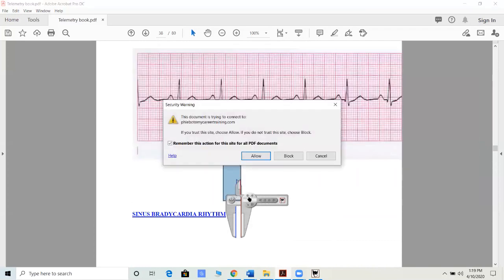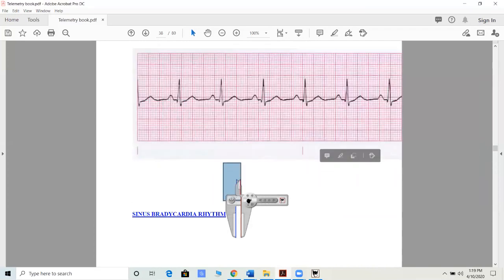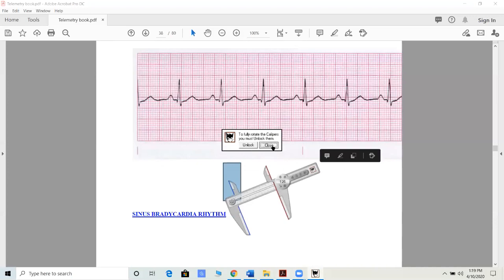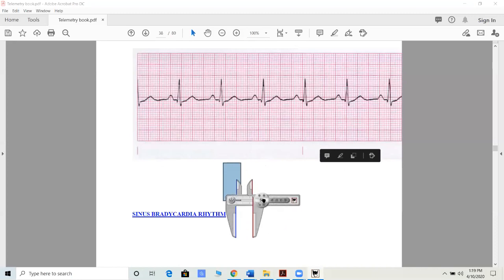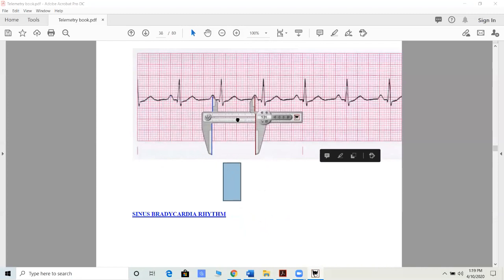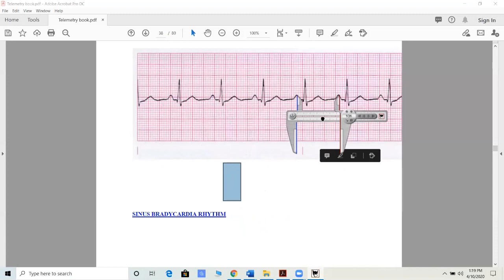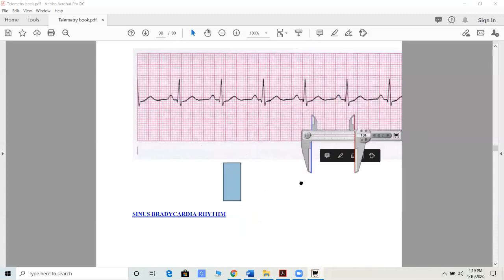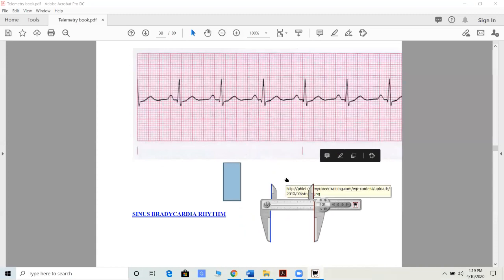All right, let's take our calipers and bring it up here and let's go ahead and measure our atrial rhythm, shall we? Which is our P to P, P to P, P to P, P to P, and P to P, okay? So that is our atrial rhythm.